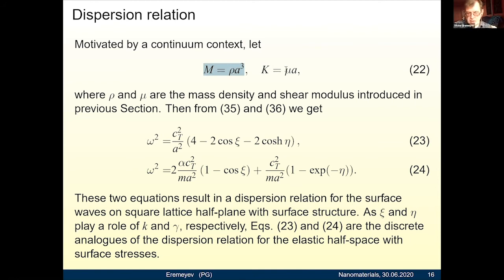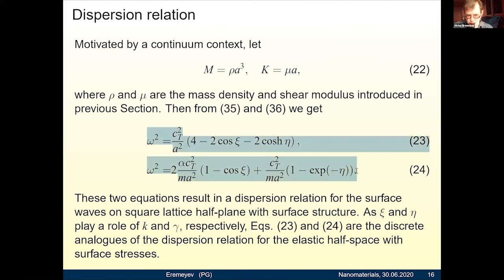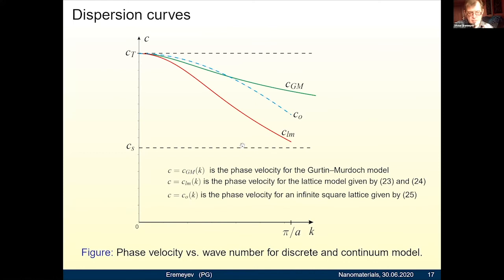And K is also related to the shear modulus like this, with some factors. Then after that, we can reformulate our dispersion relation for the lattice in this form. And it's still based on a discrete approach, because here we have only discrete numbers. If we try to represent it in graphs, we can see the following.